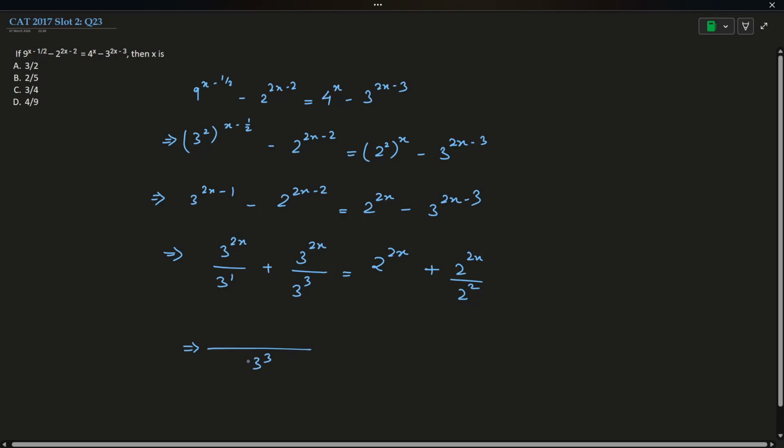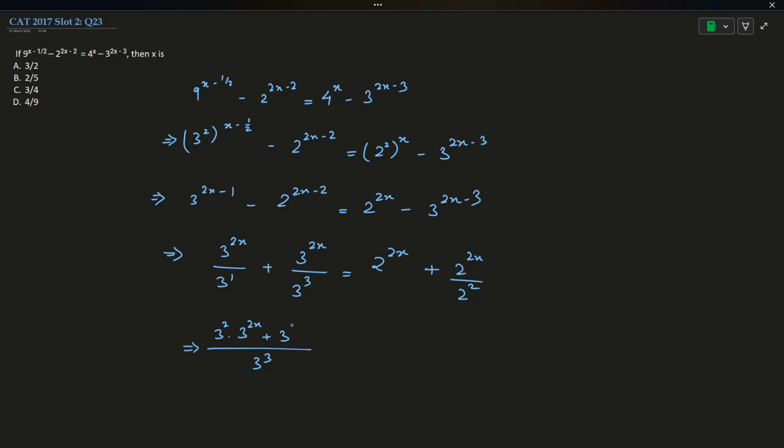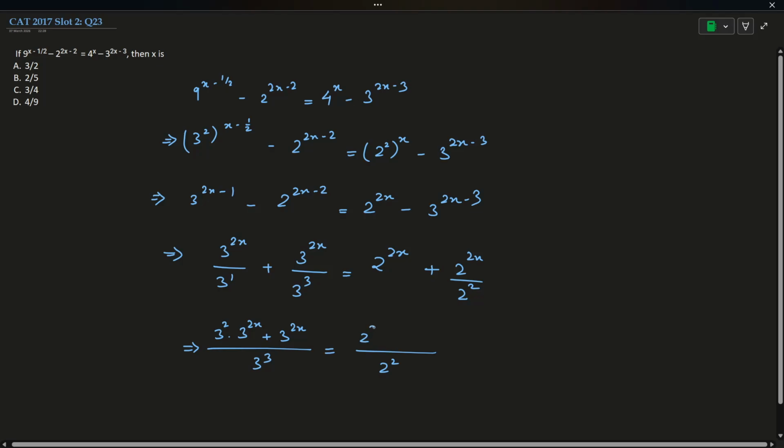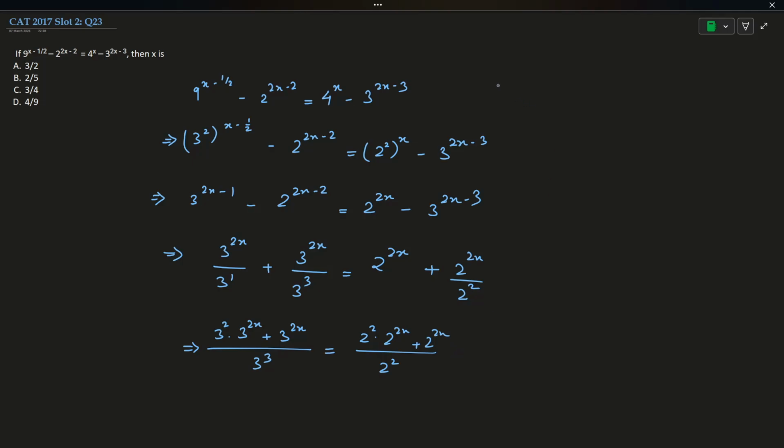This will be 3 cube, so 3 square into 3 to the power of 2x plus 3 to the power of 2x. 2 square into 2 to the power of 2x plus 2 to the power of 2x. From here I can say, if I take 3 to the power of 2x common, I will have 3 square plus 1, which will give me 9 plus 1, that is 10, by 3 cube is equal to, if I take 2 to the power of 2x common, I will have 2 square, 4 plus 1 is 5, by 2 square. So this will be 2, this will be 1.